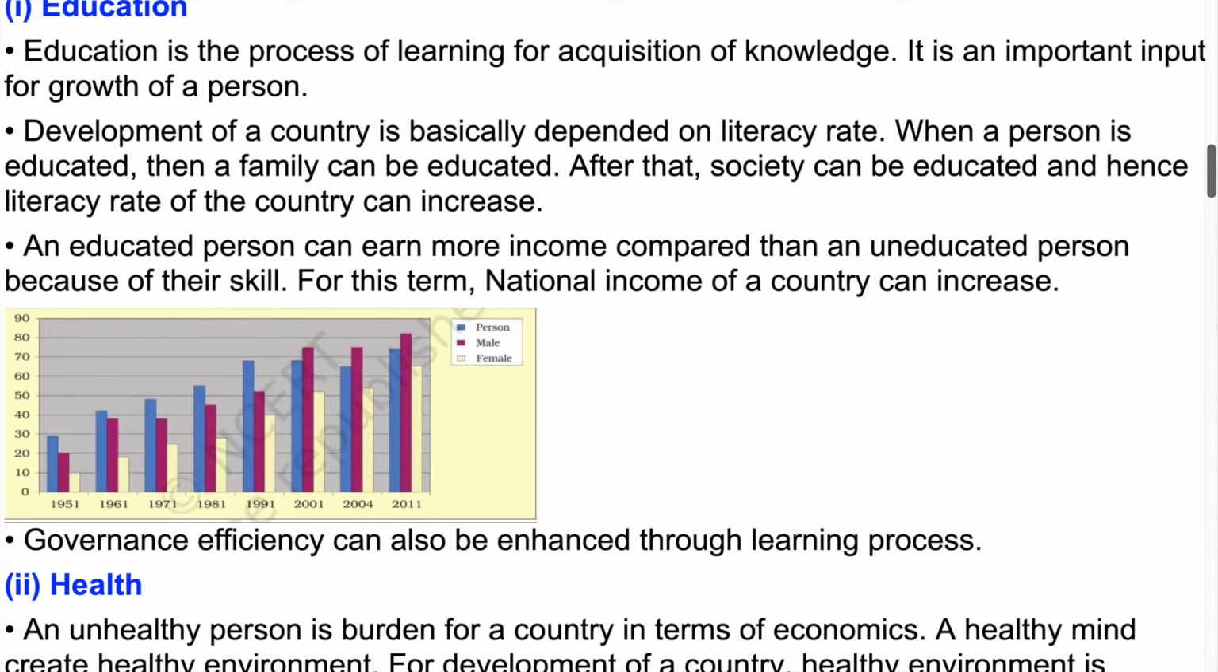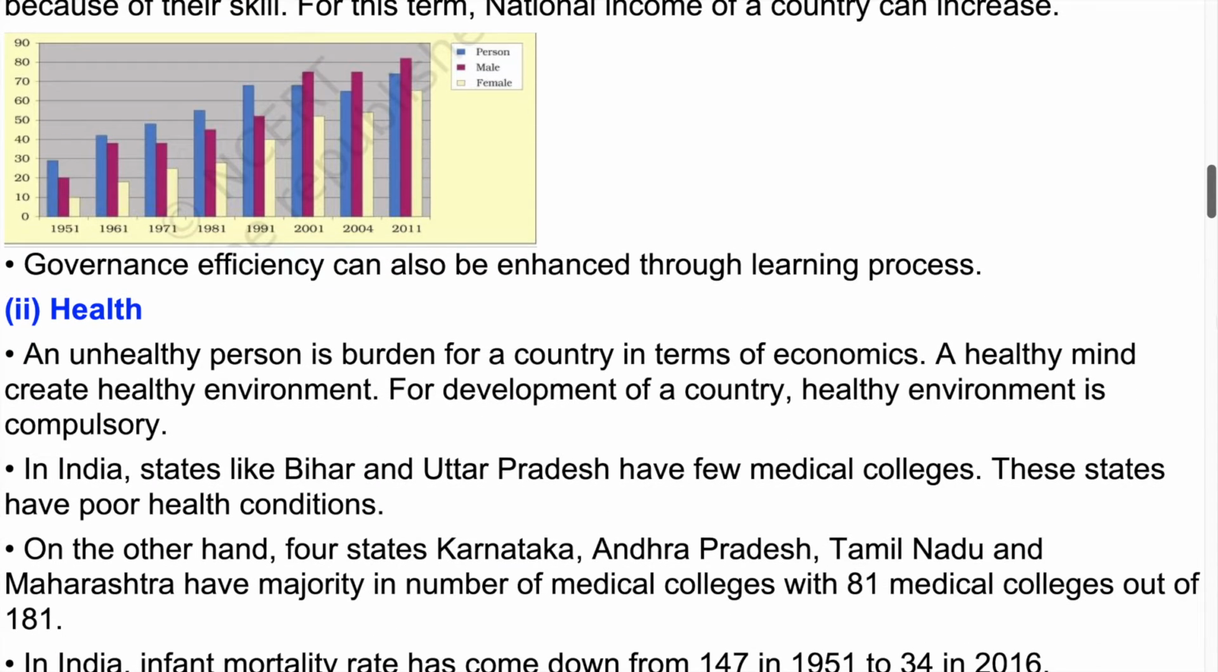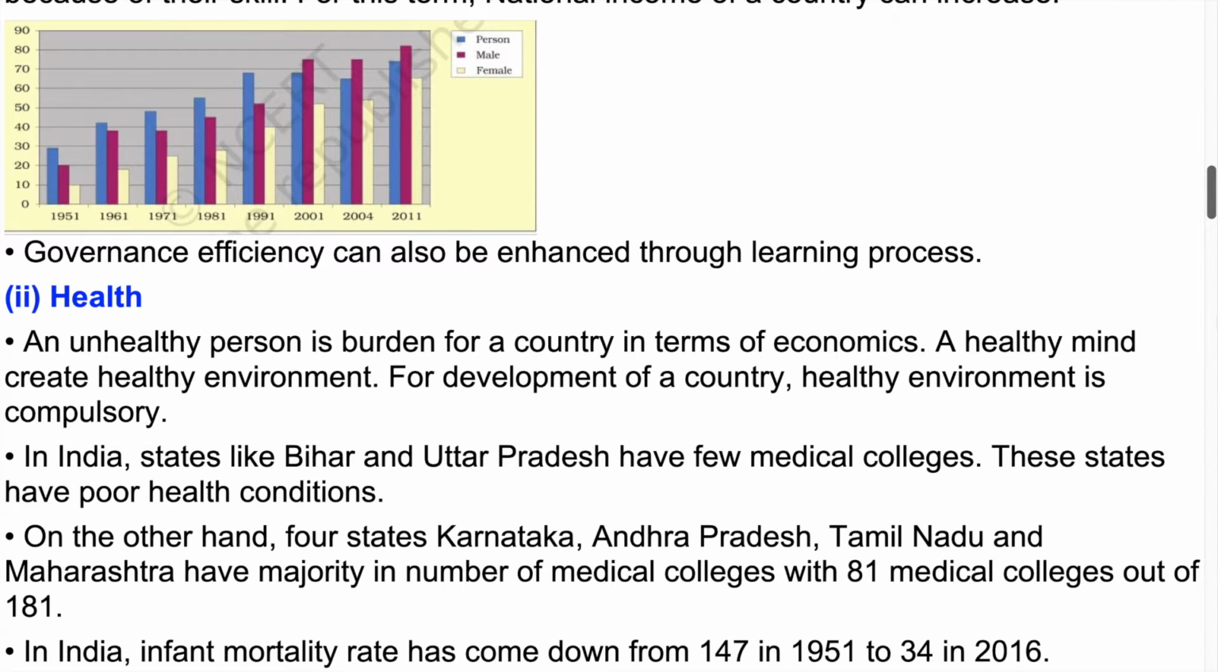An educated person can earn more income than an uneducated person because of their skill. For this reason, the national income of a country can increase. Pause the video, see the chart. Governance efficiency can also be enhanced through the learning process. 2. Health. An unhealthy person is a burden for a country in terms of economics. A healthy mind creates a healthy environment. For development of a country, a healthy environment is compulsory.